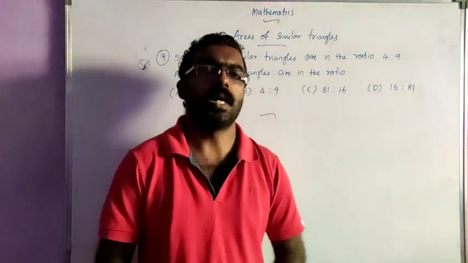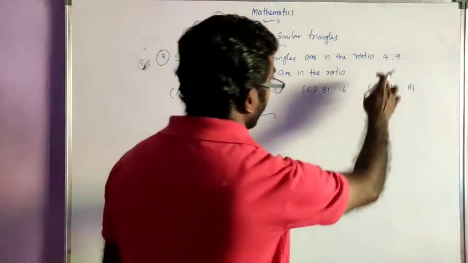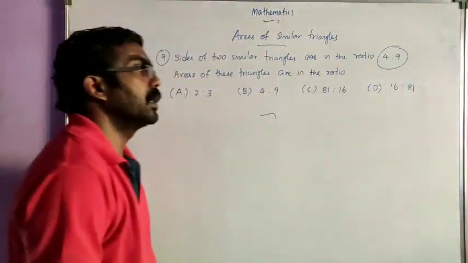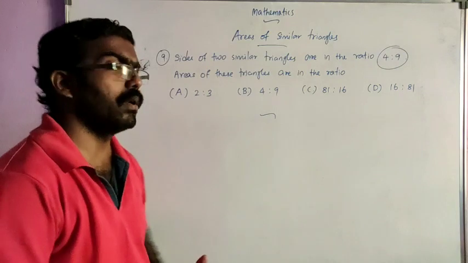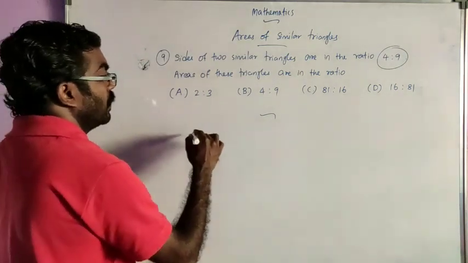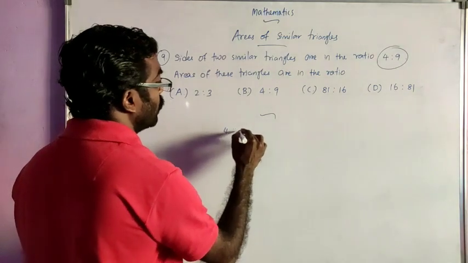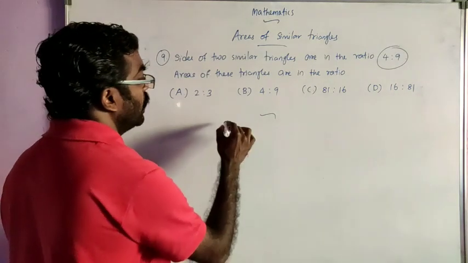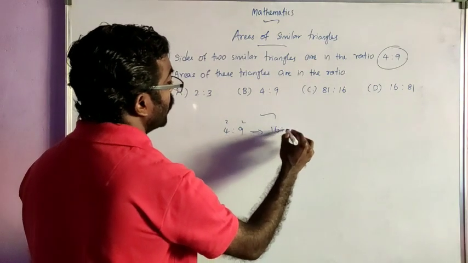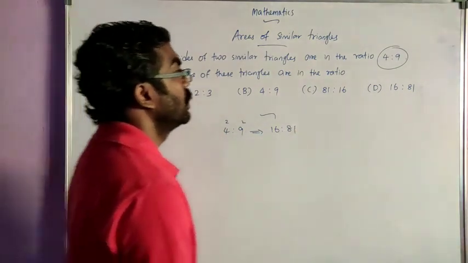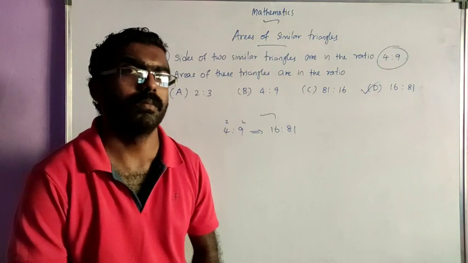Clear? Now we move on to the last question in this exercise. Sides of two similar triangles are in the ratio 4 is to 9. Areas of these triangles are in the ratio? We know the ratio of areas of similar triangles is equal to the square of the ratio of their corresponding sides. Here the sides are in the ratio 4 is to 9, so we can easily find the answer just by taking the square of these two numbers. So this will be 16 is to 81. So option D is the correct answer. 16 is to 81. Understood?